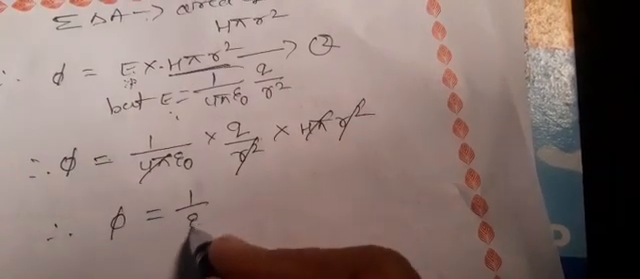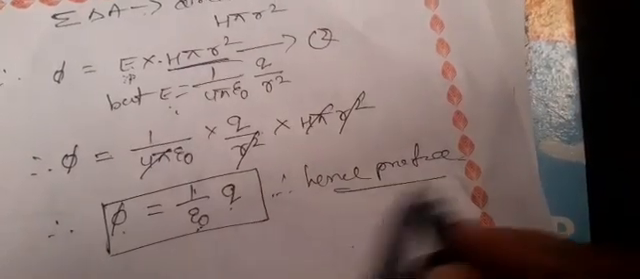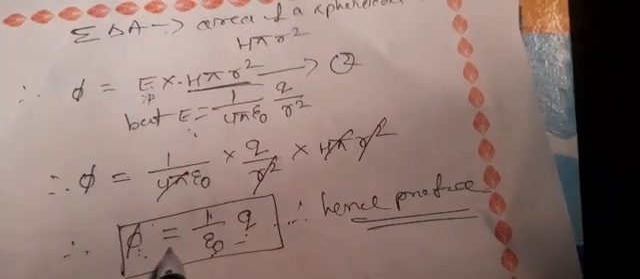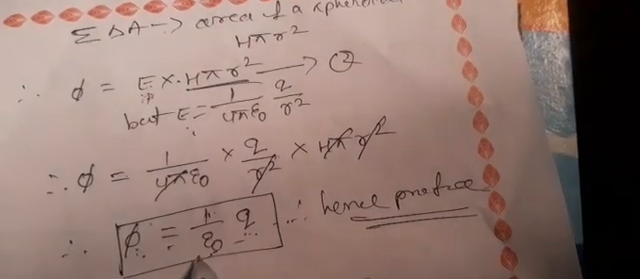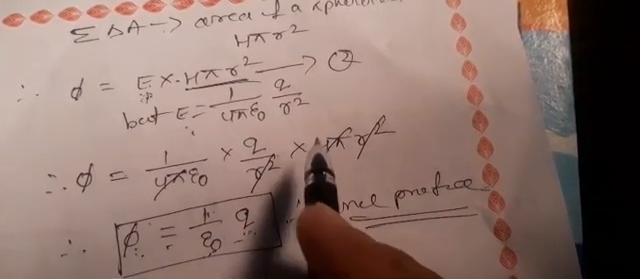Finally, therefore, electric flux is equal to 1 by epsilon naught into the net charge, the total charge of the given system. Hence the proof: phi is equal to q by epsilon naught, which is Gauss law. The conclusion is that the total electric flux in a closed surface in free space is equal to 1 by epsilon naught times the net charge. This is the proof, or verification, of Gauss law.